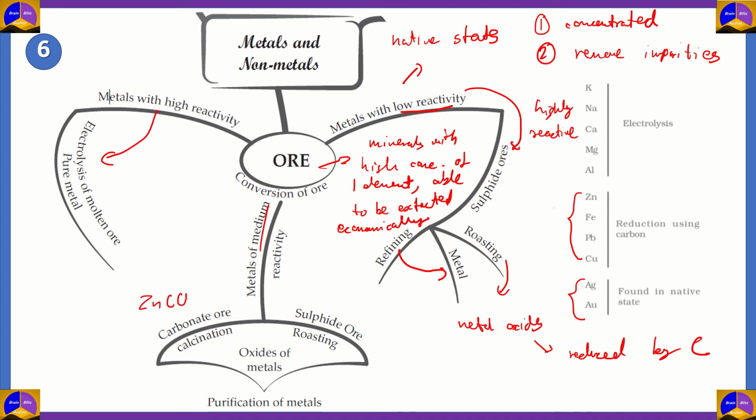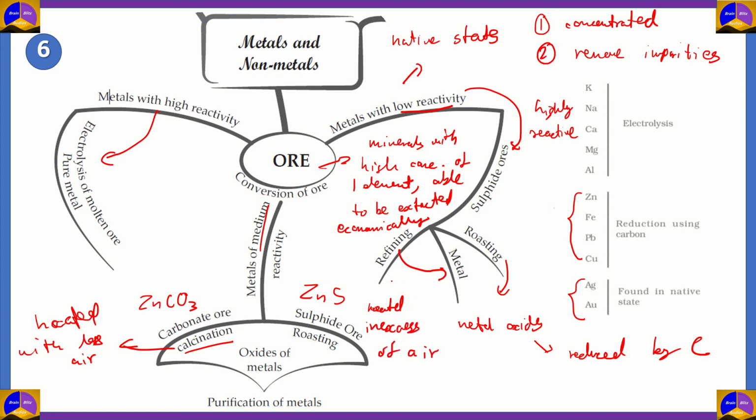Zinc exists as carbonate ores, such as ZnCO3, or it exists as sulfide ores, such as ZnS. So if you have ZnCO3, we use a process called calcination. Now, in calcination, the ore is heated with less air. So there is very little air present in the chamber for calcination, and that gives us the metal oxide. When you look at the sulfide ores, these are heated in excess of air. So that means they have a lot of air present in that chamber.